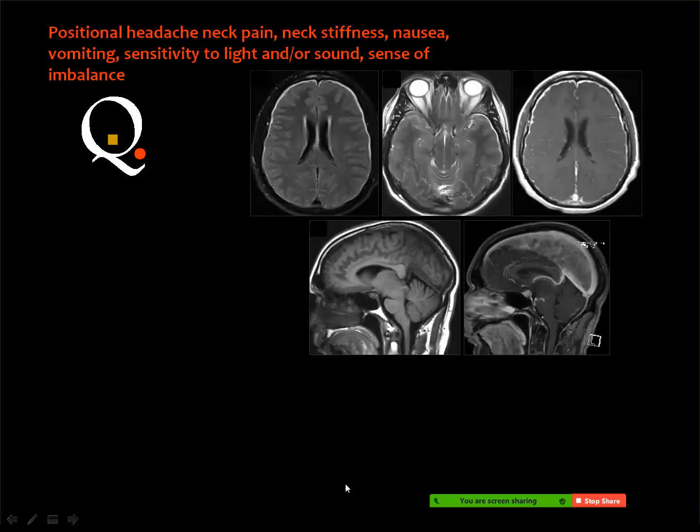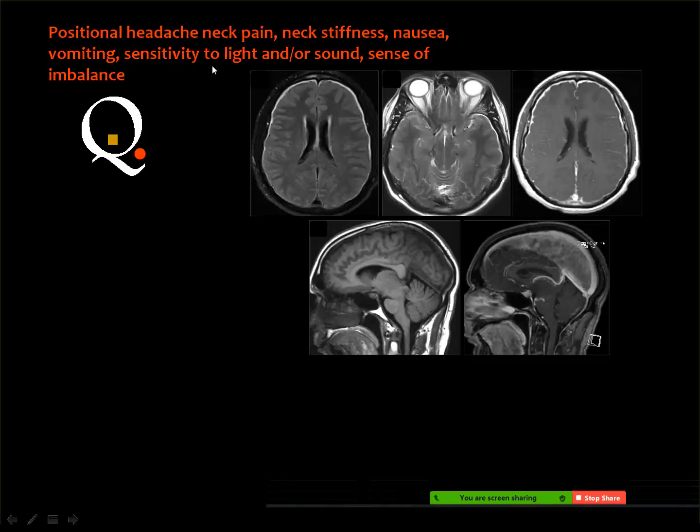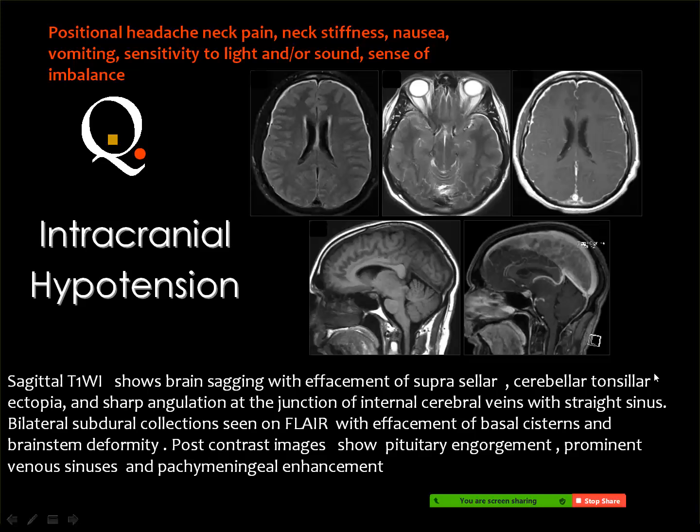Then this patient had a classic history of positional headache, neck pain, neck stiffness, nausea, vomiting, sensitivity to light or sound, and sense of imbalance. Meningitis? No. Venous thrombosis? No. Intracranial hypotension, yes, this is right. And this is intracranial hypotension.